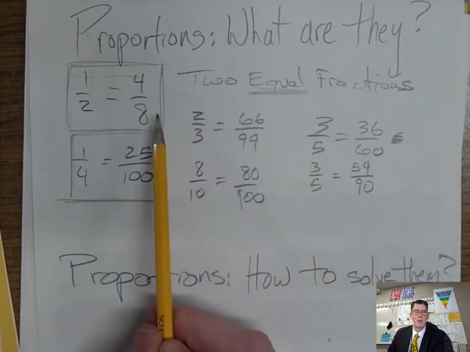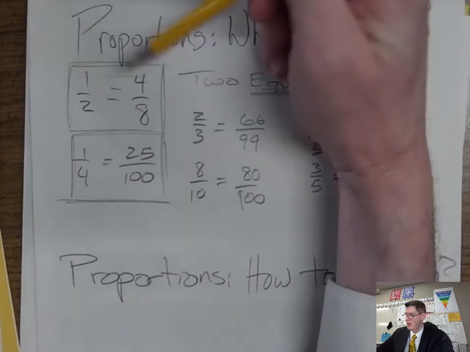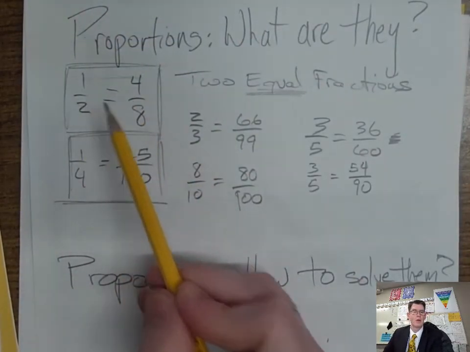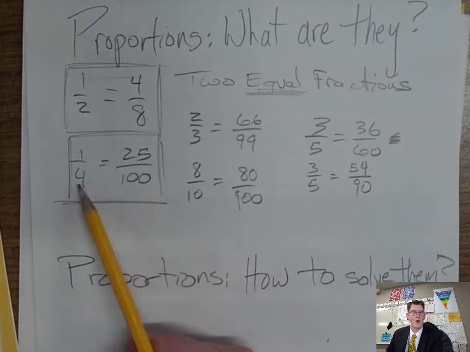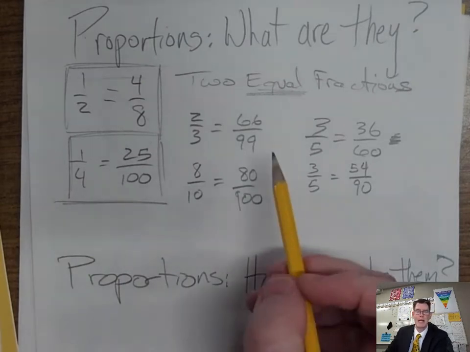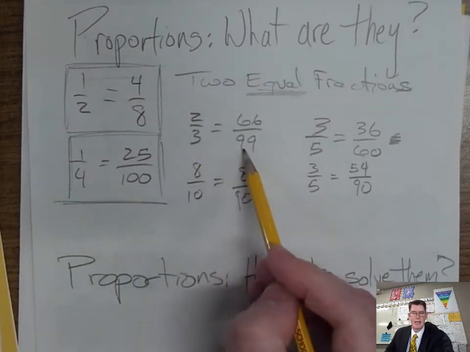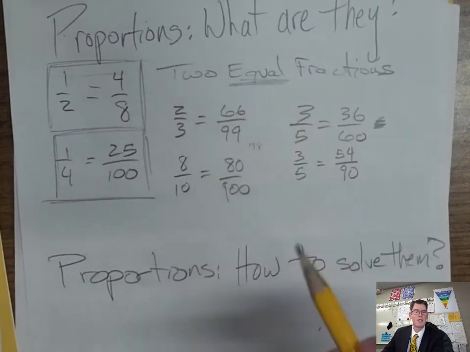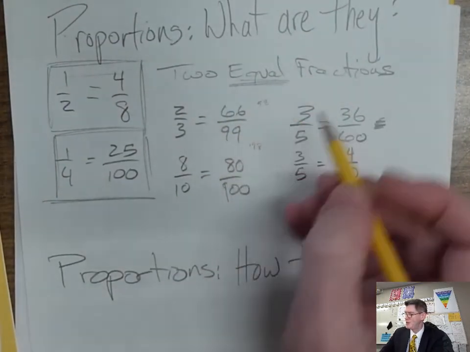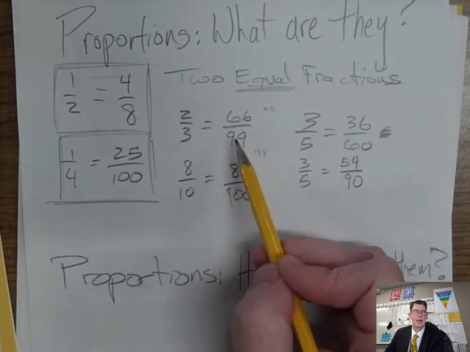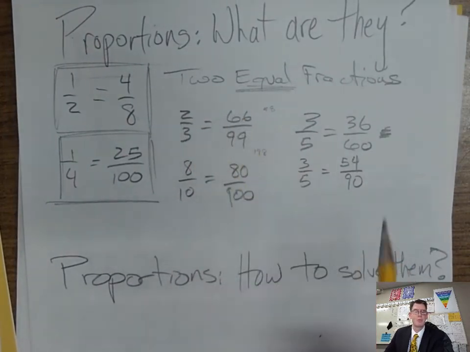Let me show you. When the fractions are equal, look at this. 1 times 8 is equal to 2 times 4. And look at this. 4 times 25 is equal to 1 times 100. We call that cross multiplying. 2 99s, that's 198. That's the same thing as 3 66s. That's 198 as well. When you have proportions, a proportion, the cross multiplication is equal.